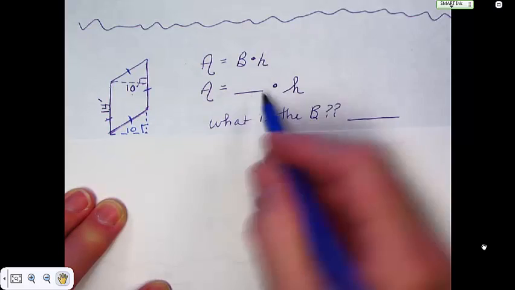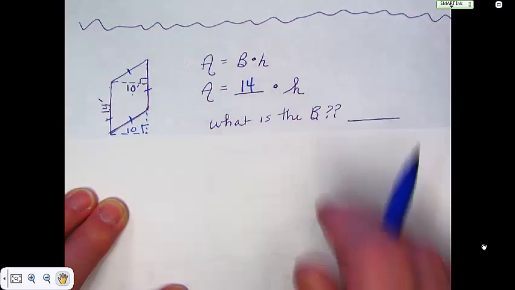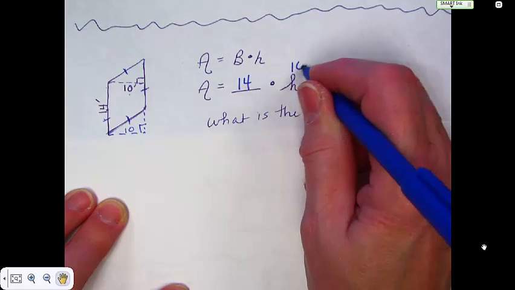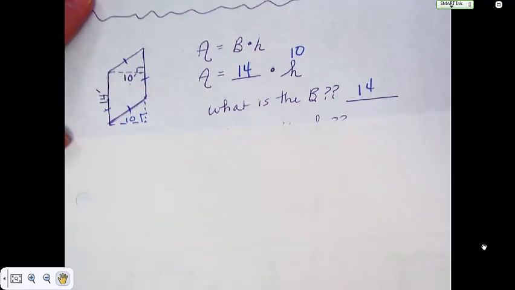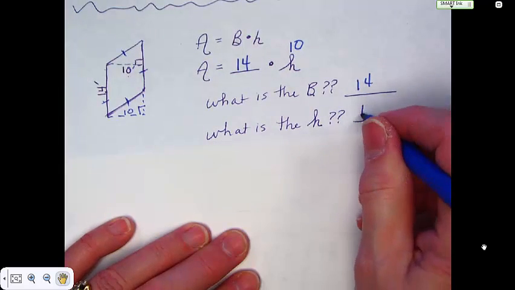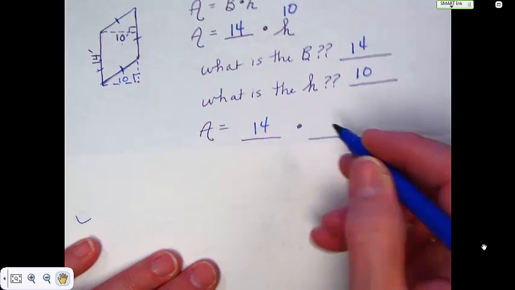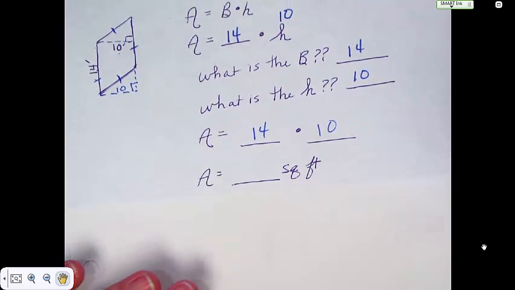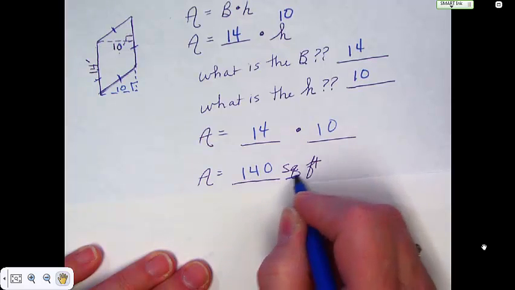So 14 is the base times h, which is the height, which is 10. The base is 14. The height is 10. 14 times 10 is, add a 0, 140 square feet.